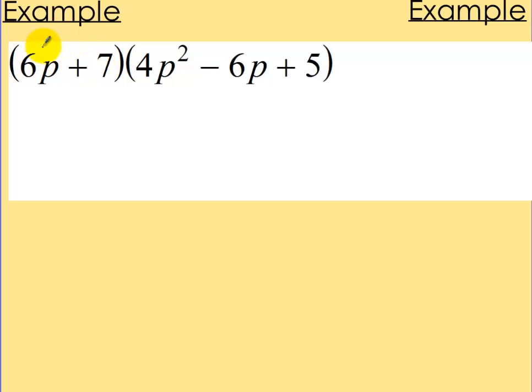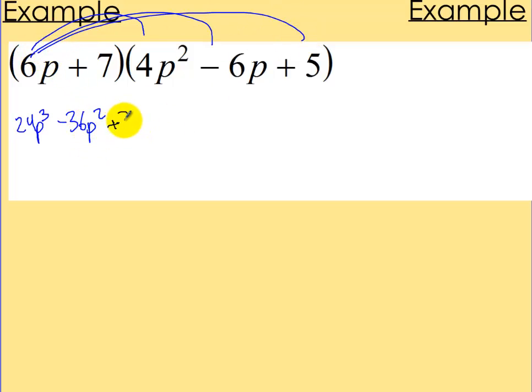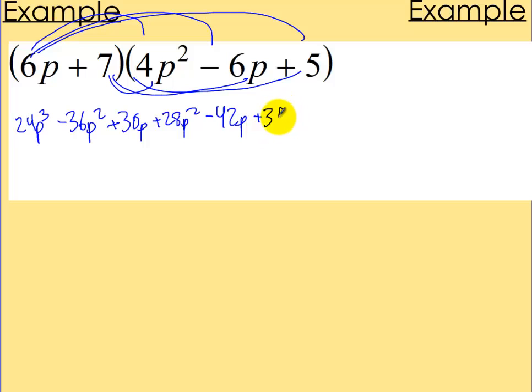Okay, so I'm going to do the FOIL method first. 6p times 4p squared is 24p cubed. 6p times negative 6p is negative 36p squared. 6p times 5 is plus 30p. 7 times 4p squared is plus 28p squared. 7 times negative 6 is going to be negative 42p. And 7 times 5 is going to be plus 35.